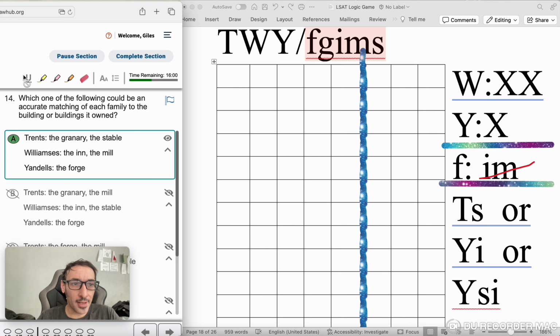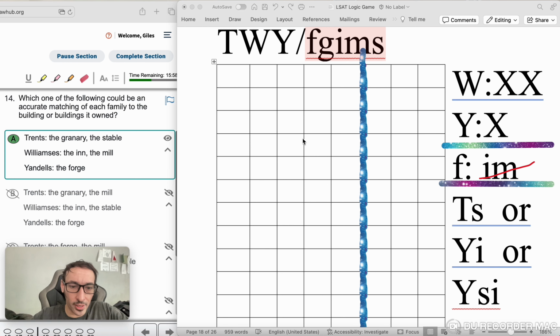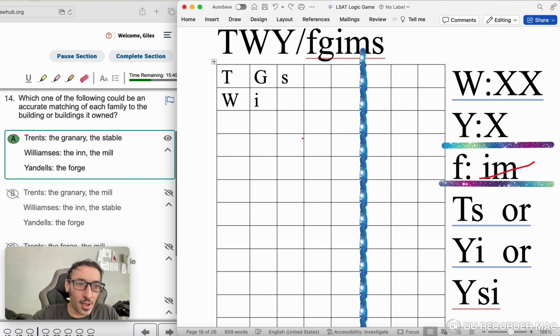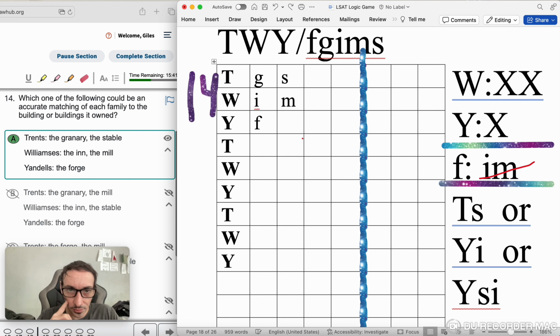Choose answer A, and then you're going to end up with the following information as far as the ownership: S belongs to T. The I, M belongs to W. And the Y is going to be owning the F. So that's going to be for question 14.